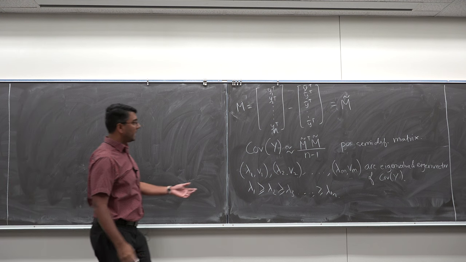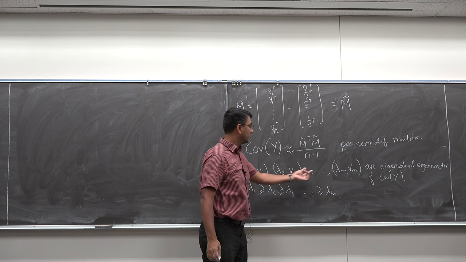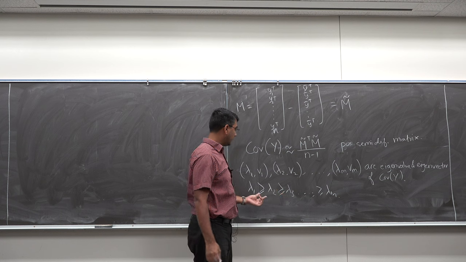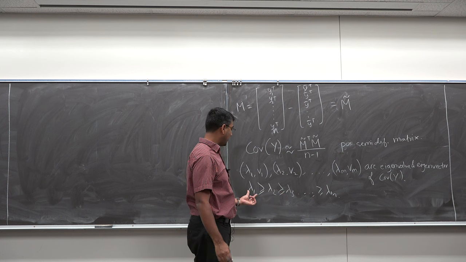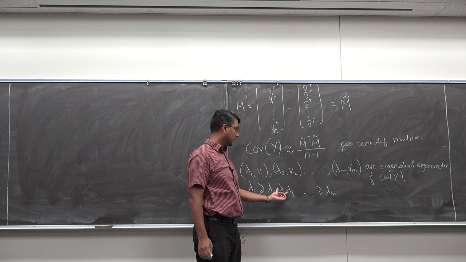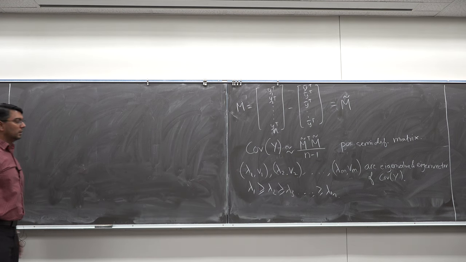Okay, so I've computed the eigenvectors of this matrix, the covariance of y: v1, v2, v3, all the way up to vm. I have lambda 1, lambda 2, lambda 3, and I've arranged the indices so that lambda 1 is greater than or equal to lambda 2, which is greater than or equal to lambda 3, and so on. So it's in decreasing order of eigenvalue. So v1, v2, v3, these are known as principal eigenvectors.